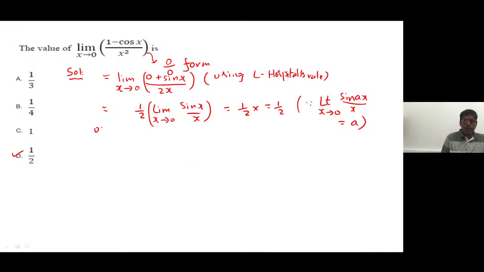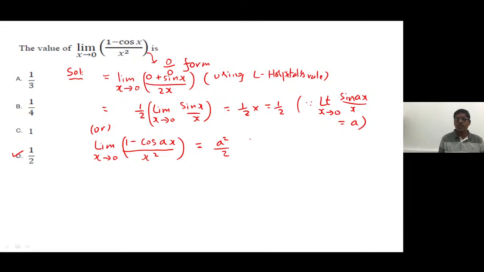Or the standard limit: limit x tends to 0, (1 minus cos ax) whole divided by x square. When the given limit looks like this, the answer is a square by 2. Here a is equal to 1. This is a one step answer. Standard limit means formula. Hope that everyone understood and is following.